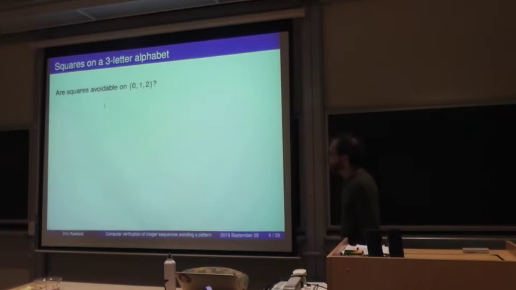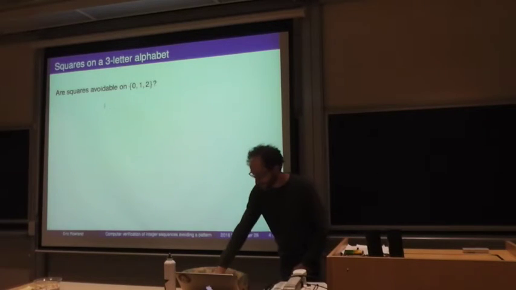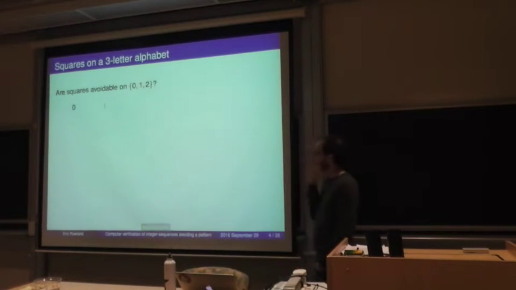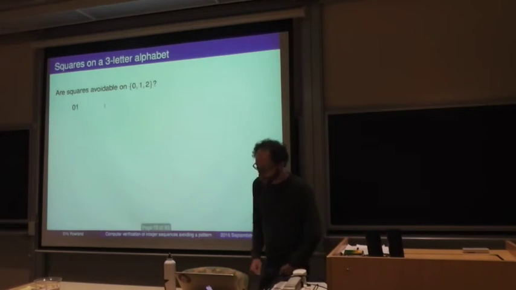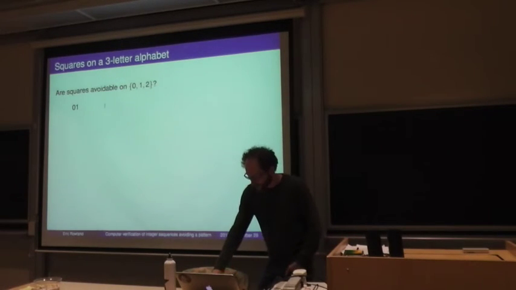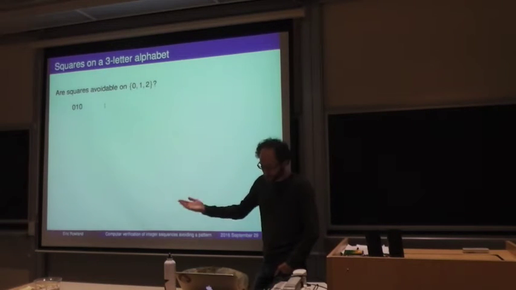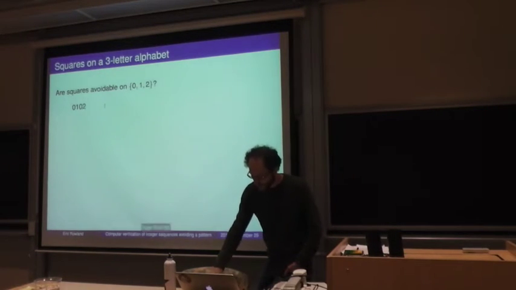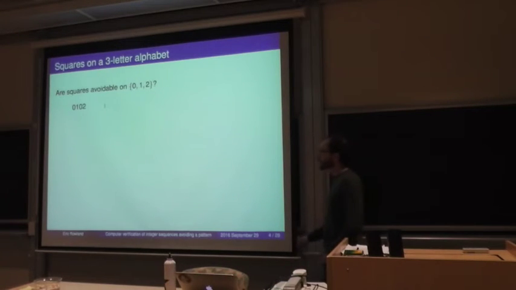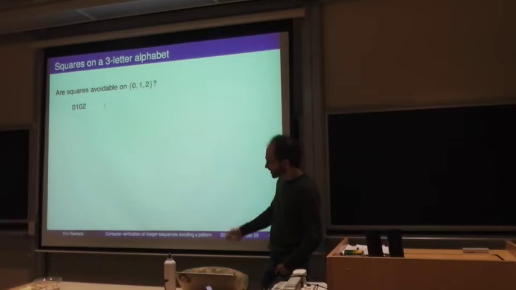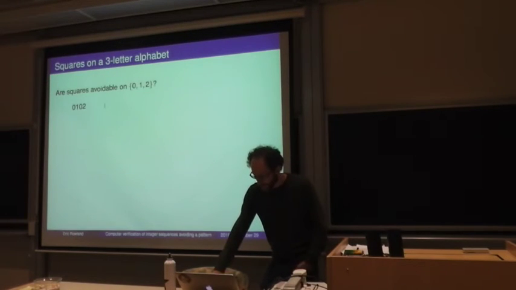So what about on a 3-letter alphabet? So now we have 3 letters, 0, 1, and 2. And we can play the same game. All right. So we write down a 0. We can't write a 0 down. We can write a 1. So now we started off just as before, right? Because we're using the smallest number we can in every step. But now we can write a 2, because we've never seen a 2 before, so we're certainly not going to introduce a square by writing a 2.